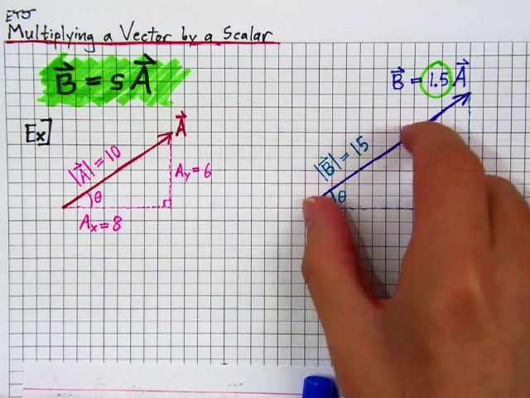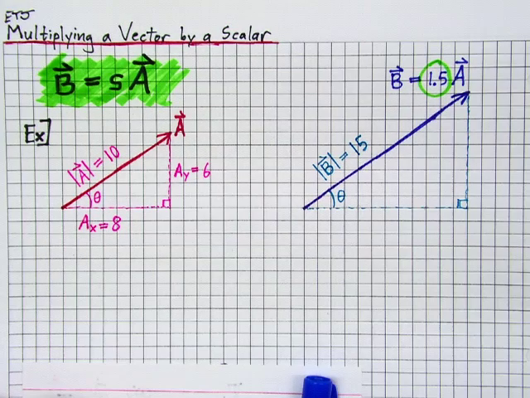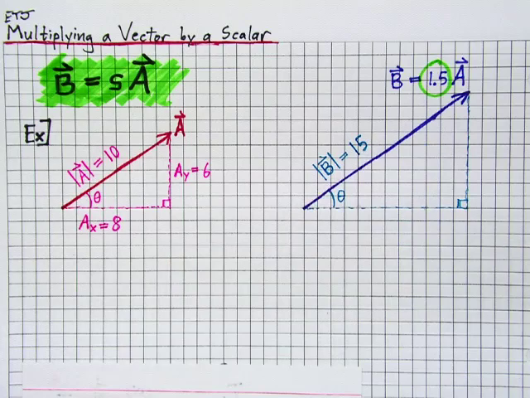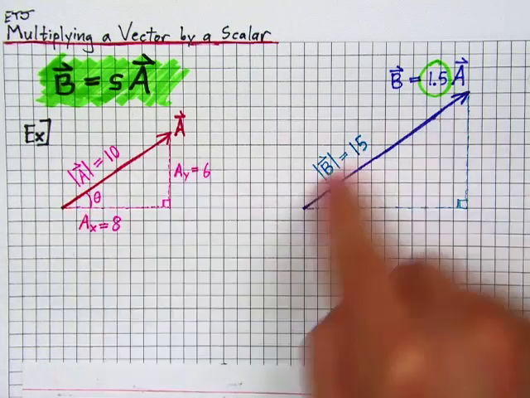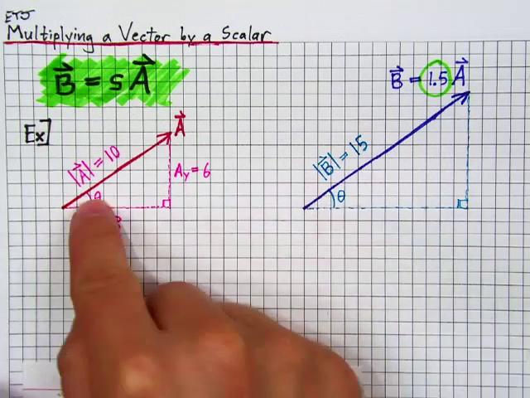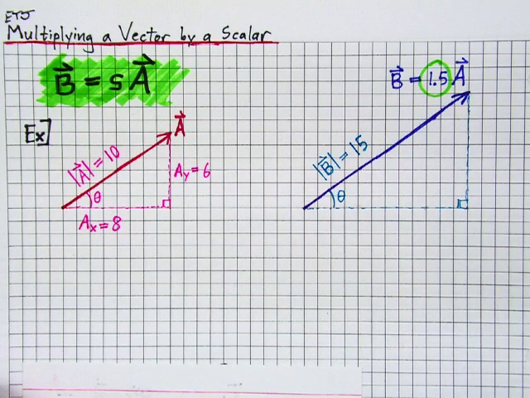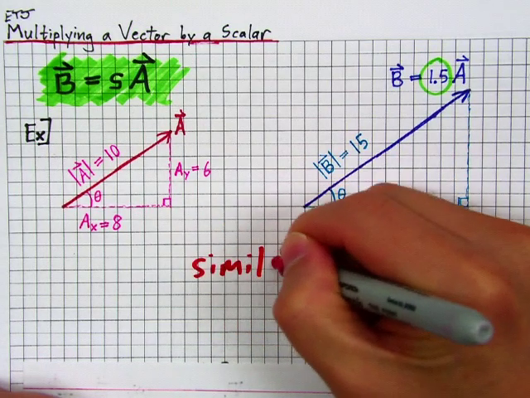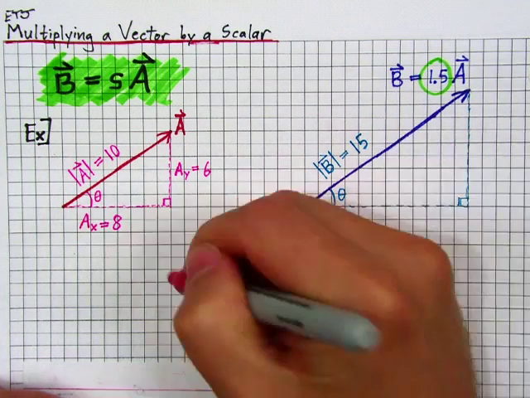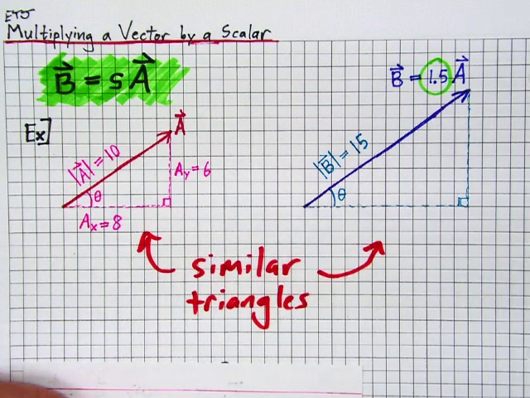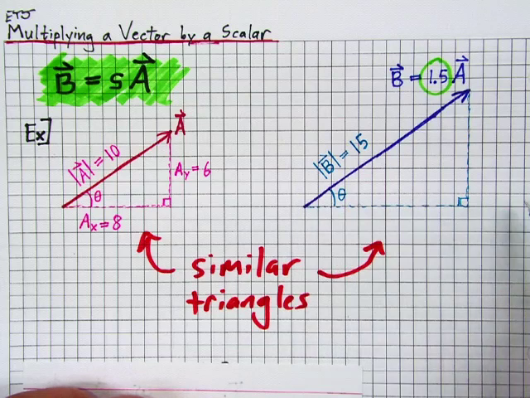Furthermore, scaling it up by this factor doesn't alter the direction of A. A and B are parallel to each other. And so we can see that this triangle here and this triangle are two right triangles. If A and B are parallel to each other, then these two angles here are also equal, and we see that we've got similar triangles. Scalar multiplication produces a couple of similar triangles right here.